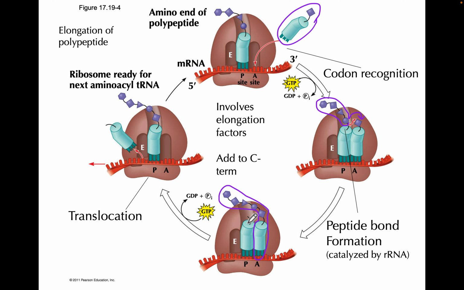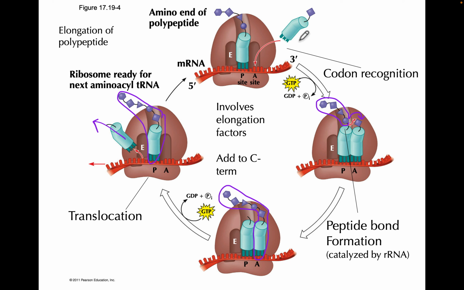Now this old one in the P site is empty, so it's going to come over to the E site, and the A is going to now be in the P site, because the polypeptide chain is now in the P site. The E is going to exit because it's empty, the tRNA. Then you'll have an open A site, which the next amino acid comes in.